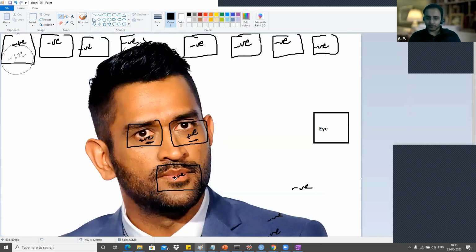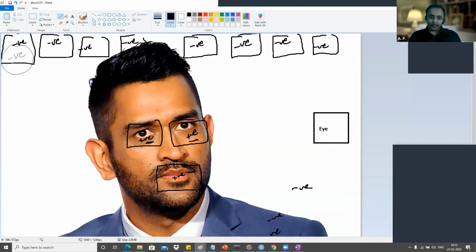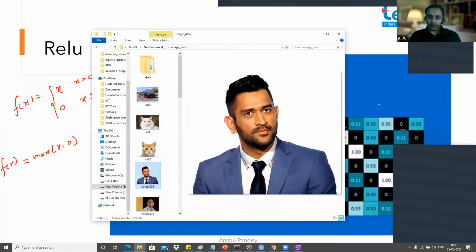Are we good with the logic here? The actual eye, lips, and this portion, which are possibly an eye, remain as they are, and the rest of the whole part will become black in color, or you can say 0. This was the output of ReLU. This is what ReLU does.